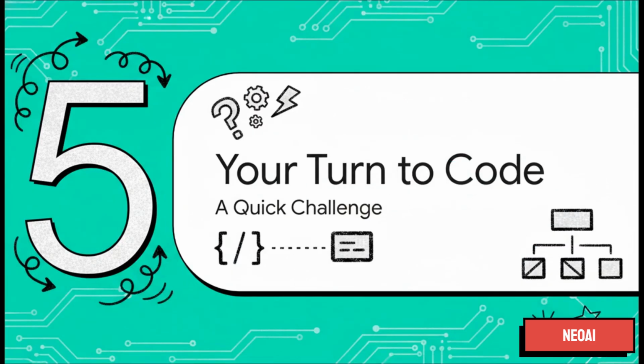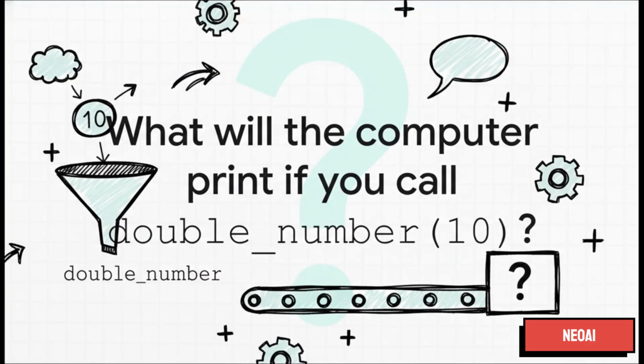All right, you've seen how it all works. I think you're ready. It's time to put this new knowledge to the test with a quick little challenge. Let's see what you've got. Okay, here's your 30-second challenge. Take a look at the function on the screen. Now, if you were to call that function and give it the argument 10, what is the computer going to print out? Take a second. Think about how that ingredient flows through the machine.